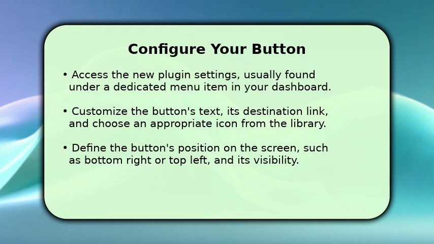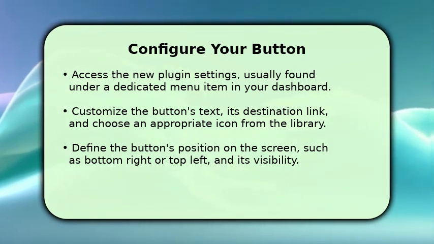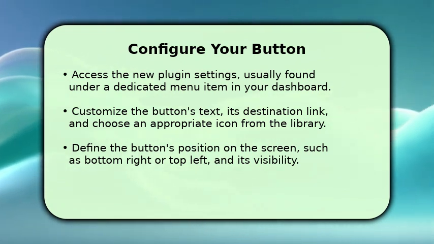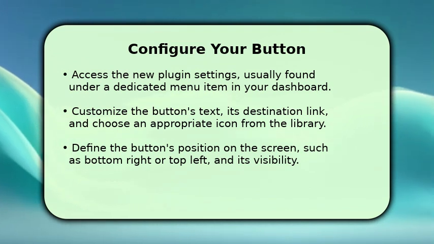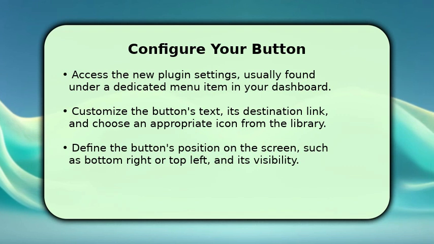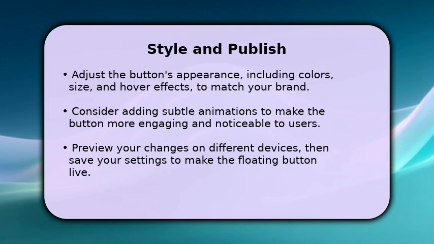With your plugin active, you will find its settings, often under a new menu item in your dashboard. Here, you can begin customizing your floating button. You will set the button's text, like Contact Us or Shop Now, and specify the URL it links to. Additionally, select an icon that visually represents its purpose and choose its exact position on the screen, such as the bottom right corner. Finally, it is time to style your button to perfectly integrate with your website's design.